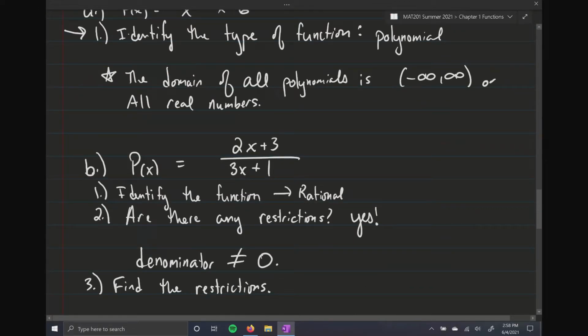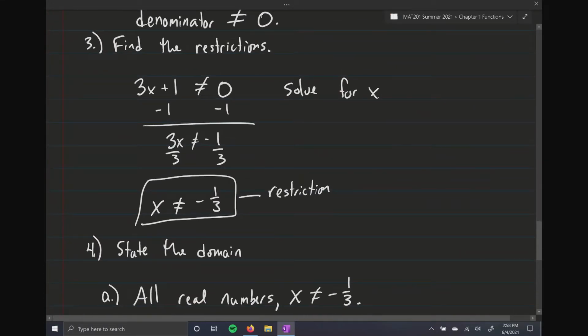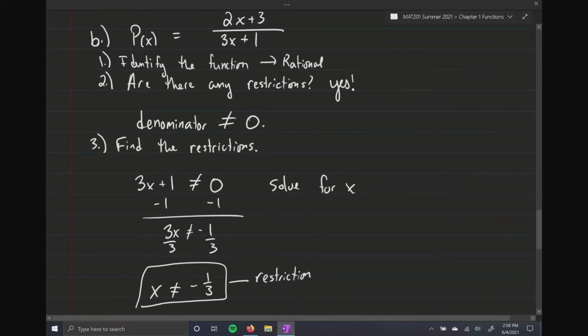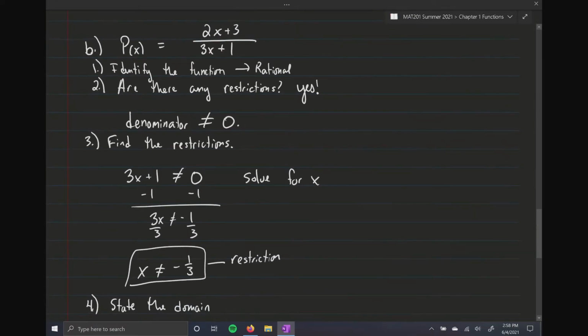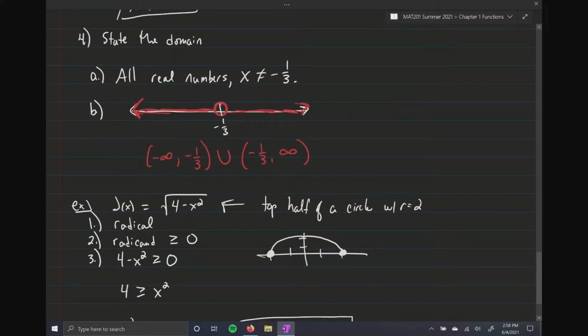But the reason why I'm really emphasizing them is that they help us with these steps right here in part B. Step 1, identifying the function. Step 2, asking yourself, are there any restrictions about that function? For example, if you have a fraction or a rational function, you know the denominator can't be 0. If you have a radical, like the square root, you know it has to be greater than or equal to 0, and so forth. So you always want to make sure that you have those in your back pocket so you can pull them out whenever you need it.